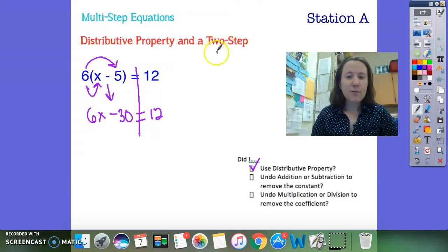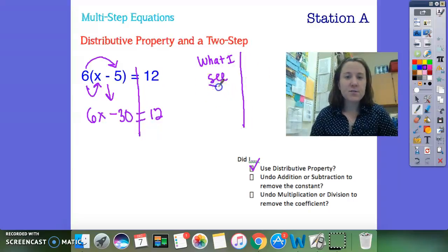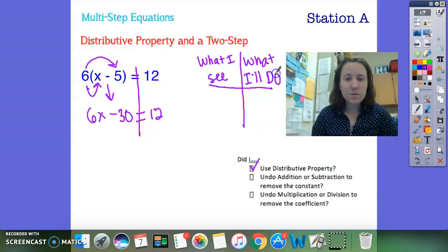Now, if it's helpful for you to still use the strategy we've been talking about in class, where you write what I see and what I'll do, definitely take a few seconds to do that. You still have the blank template that Ms. Parlapiano made for you in order to record that. So I'm just going to quickly write out what I see, what I'll do.